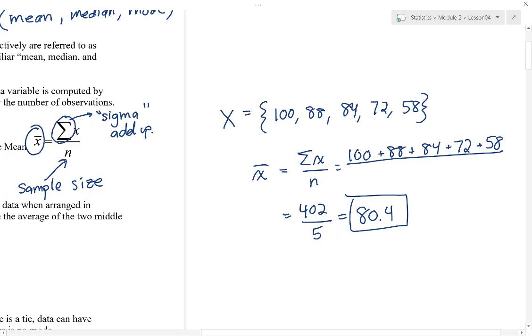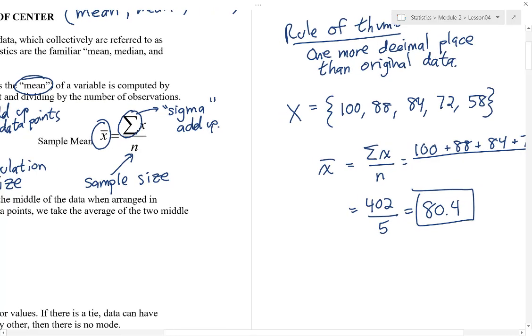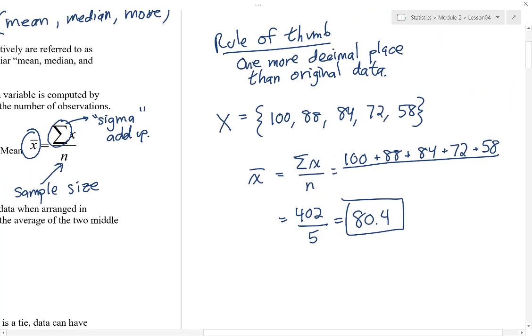Now, just a word on decimal places. I used one decimal place here. My rule of thumb, when it comes to number of decimal places, is one more decimal place than the original data. So the original data has 0 decimal places. They're all whole numbers. So I'm going to use one more, whatever that comes out to. So in this case, it's 1 decimal place. And that's really all there is to the mean.